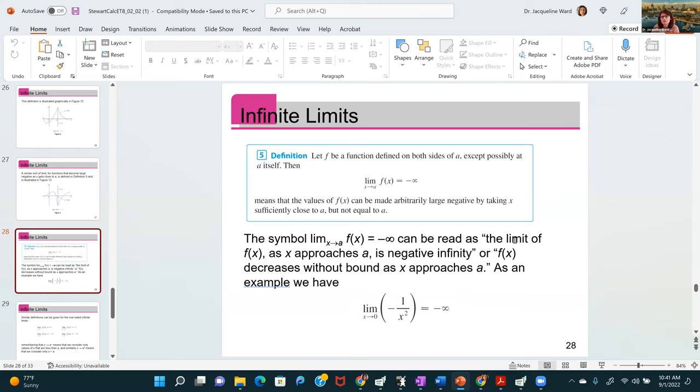All right, so the symbol, the limit as x goes to a of f, can be read: the limit of f as x approaches a is negative infinity, or it decreases without bound. And here's an example right here. The limit as x goes to zero of this expression is negative infinity.